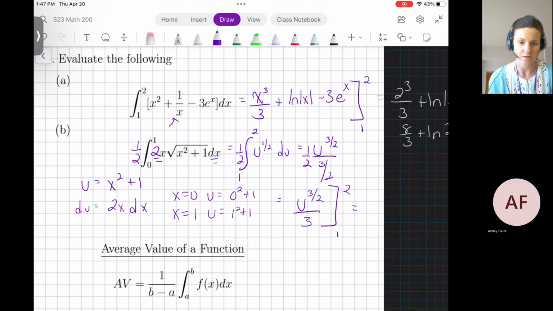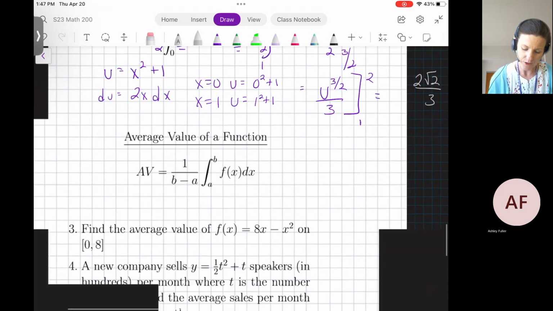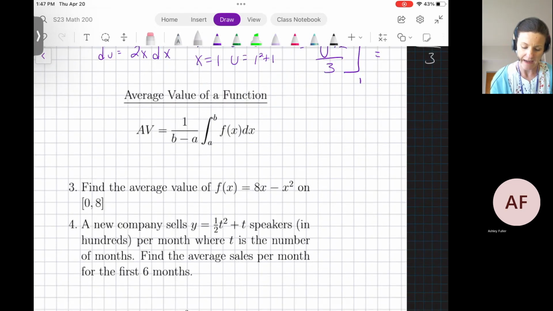Upon plugging in those values, note the 2 to the 3/2 is going to give us the square root of 2 cubed. And when we simplify, we are going to end up with 2 square roots of 2 over 3 minus 1/3.